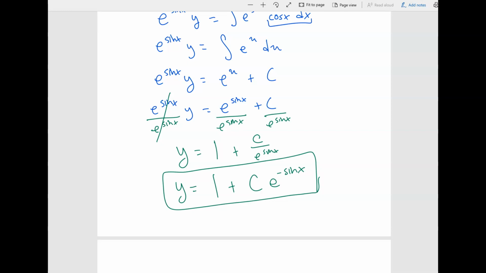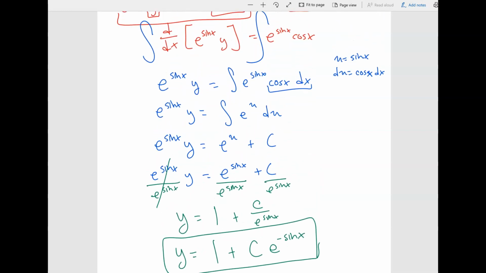Okay, so notice that when you do the integral, when we have the reverse product rule, you might have to do a u substitution. It might not be something really nice, so you might have to use integration by parts or something. So just be aware of that.